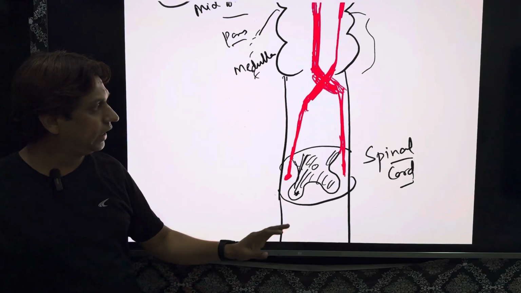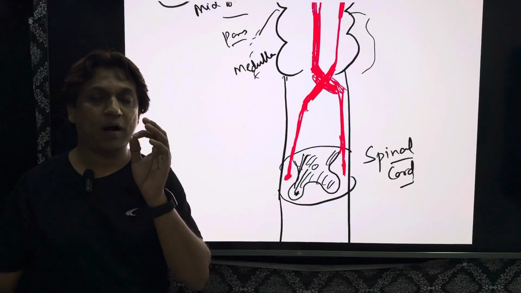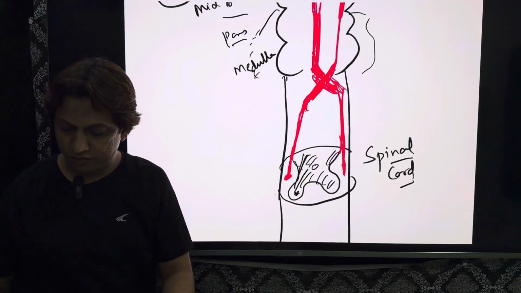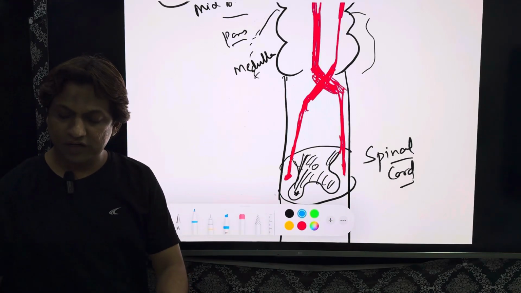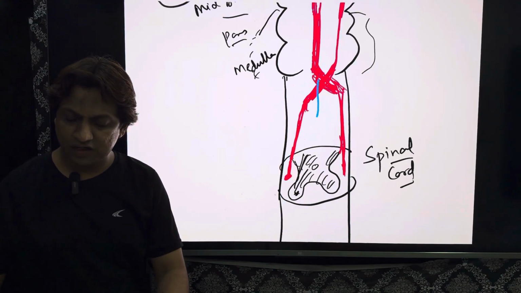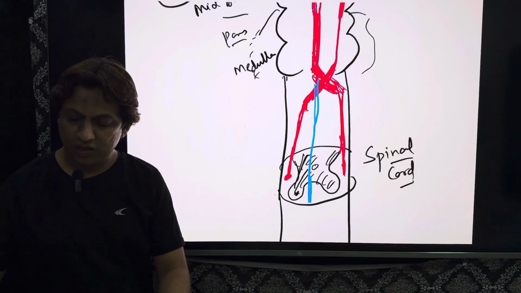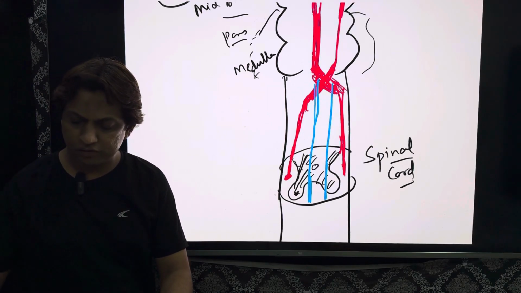As I said, 80 to 90% will decussate, but around 10 to 20% of the fibers will descend on the same side. That is, from the right side, they will descend on to the same side, and from the left side they will also descend on to the same side.